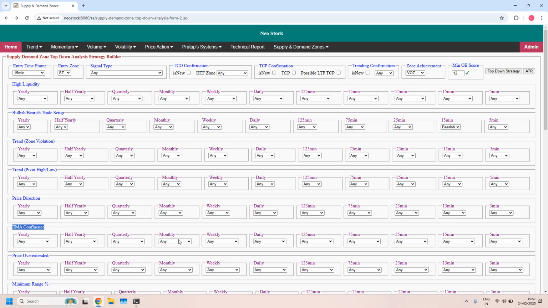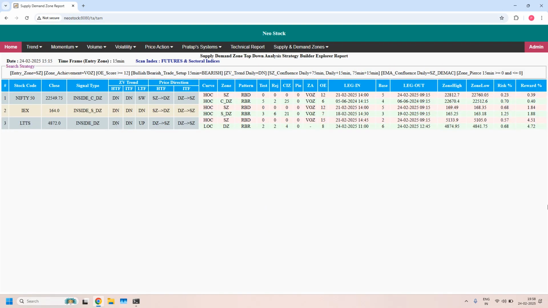In the EMA confluence at a daily time frame, I am setting the filter daily supply zone having daily EMA confluence. One stock is having a trend, daily trend sideways, we have to eliminate that. So trend should be downtrend, daily trend, because it is a bearish trade setup. So with this filter, we got 3 stocks including Nifty 50. So these 3 stocks are having even more high probability to get the success.